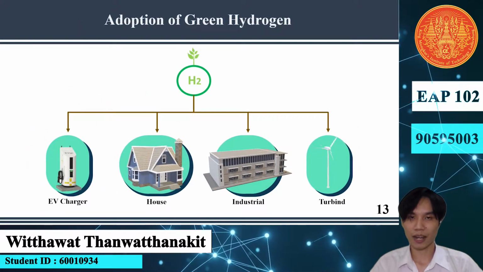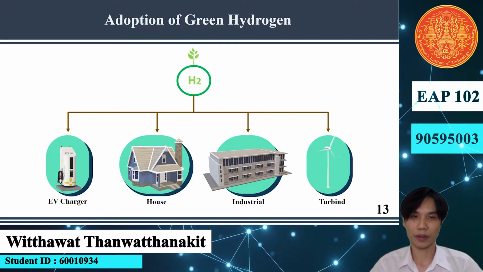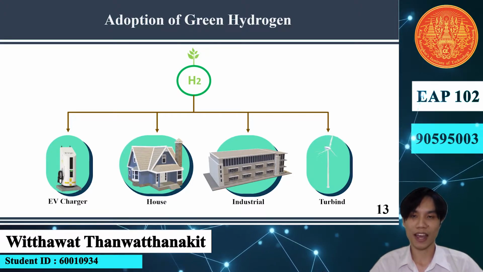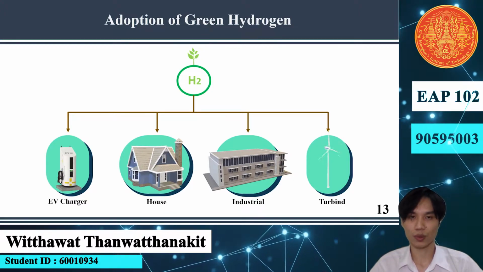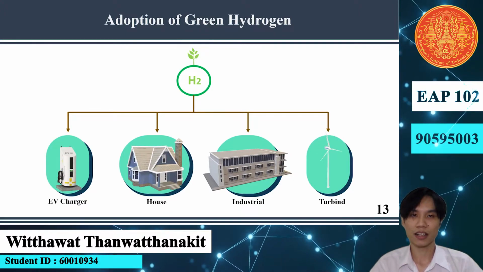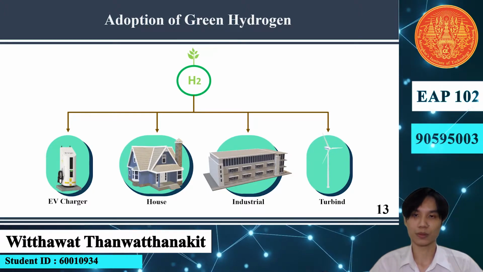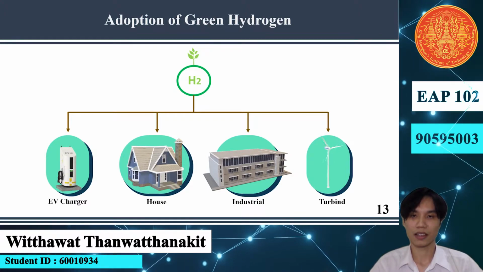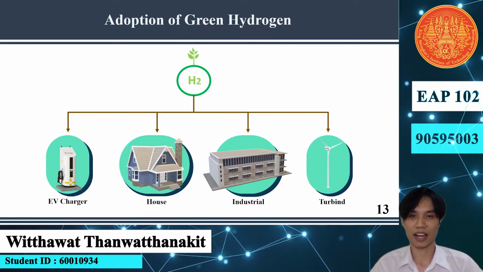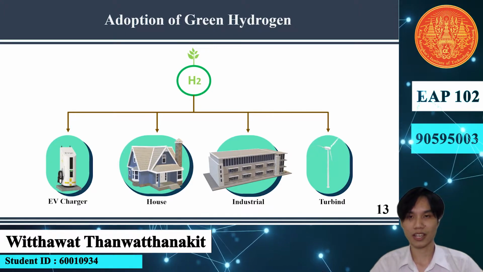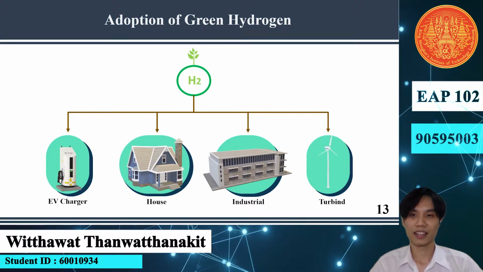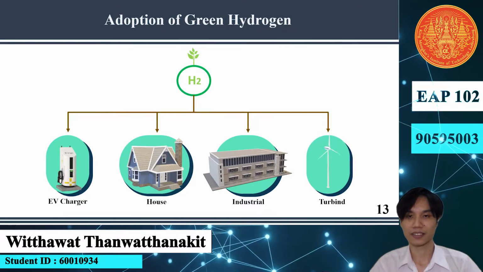Green hydrogen can be combined with natural gas to burn in a thermal power plant, or used to produce heat. It can be substituted for industrial hydrogen, or blue hydrogen produced from natural gas, and can be used as a substitute for traditional energy such as usage in households, EV chargers, and turbines.